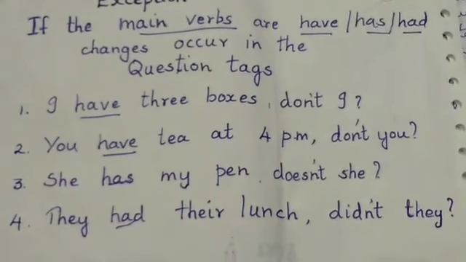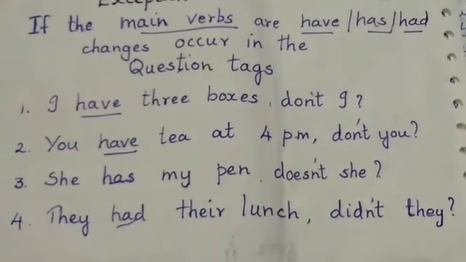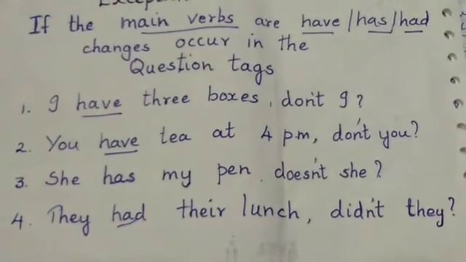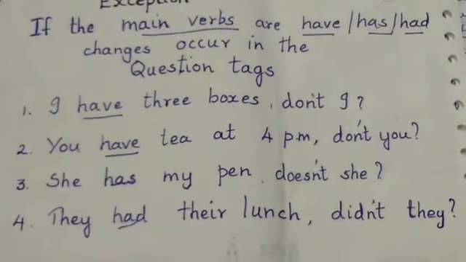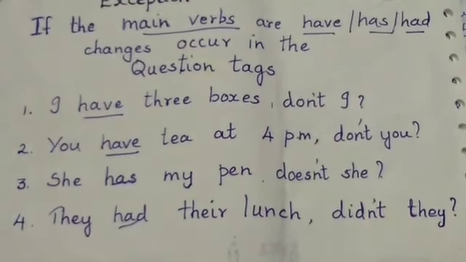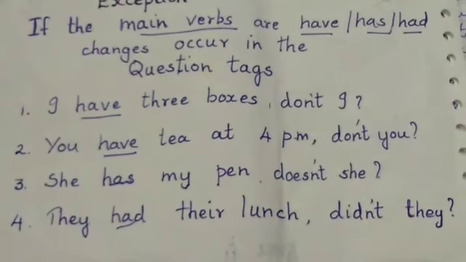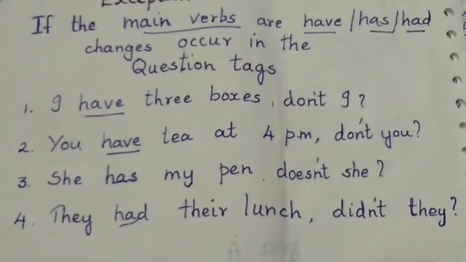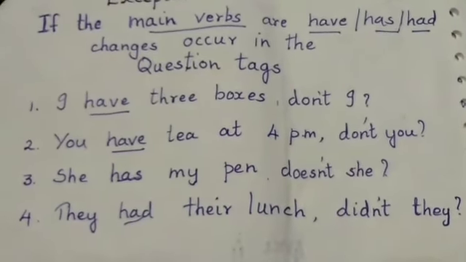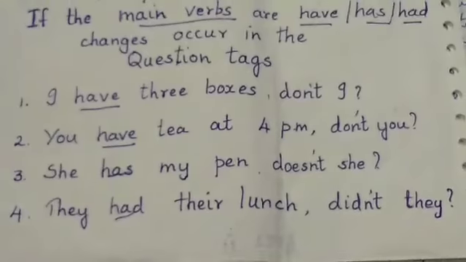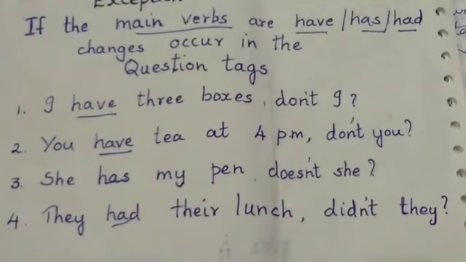Second one, you have tea at 4 p.m., so don't you. And third one, she has my pen. Has is the main verb. Since she is singular, we use doesn't she. Fourth one, they had their lunch, didn't they. Had is the past form, it is past tense, so we use didn't they.